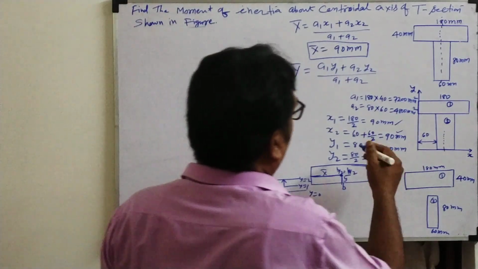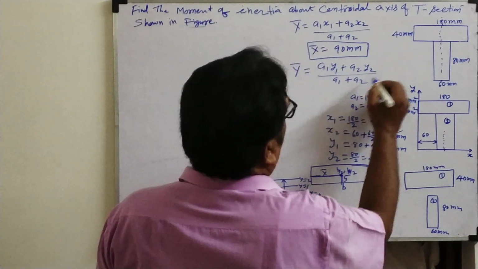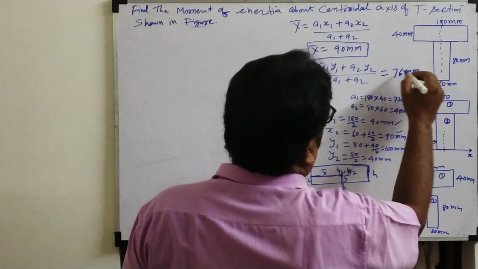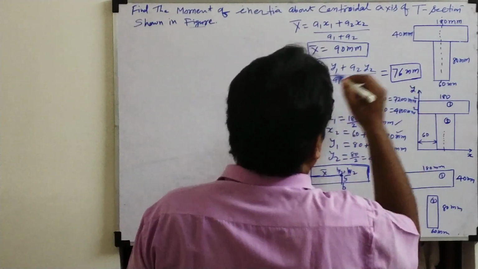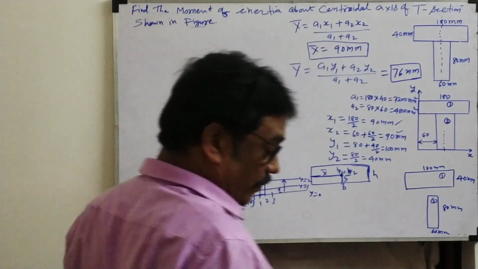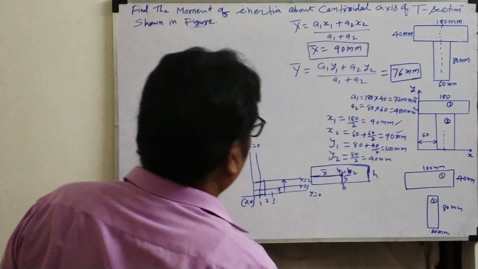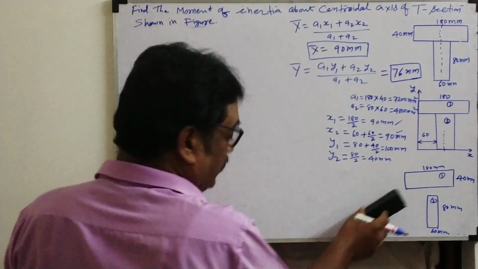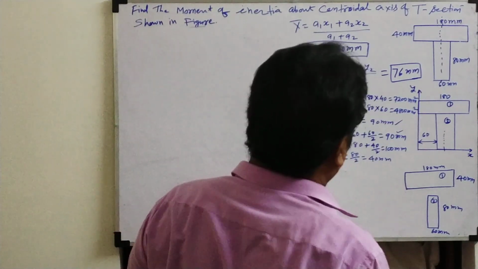Then y bar. For y bar you have to substitute all the values. I already calculated that this value will come to 76 mm. If we calculate this, we get 76 mm. Okay, so this is the way of getting the center of gravity. Now, how to represent the answer of the center of gravity, you see here.